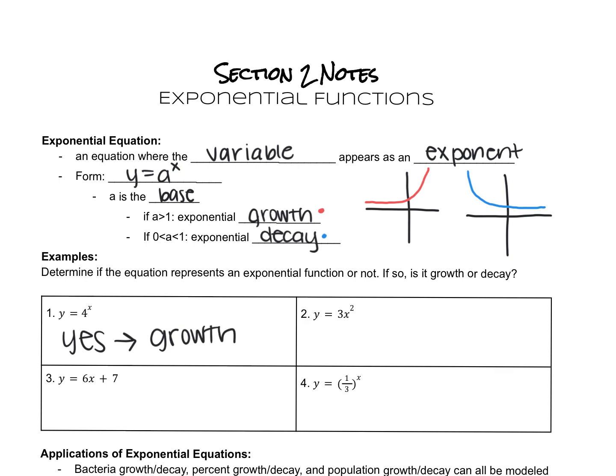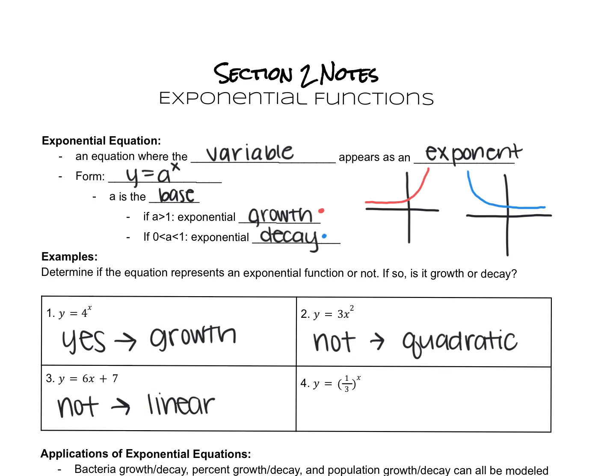Our second example, we have y equals 3x squared. In this case, my variable is not an exponent, so this is not exponential. This is actually an example of a quadratic, which is what we talked about in section 1. Next, we have y equals 6x plus 7. Also not an exponential because our variable does not appear as an exponent. This is a linear equation.